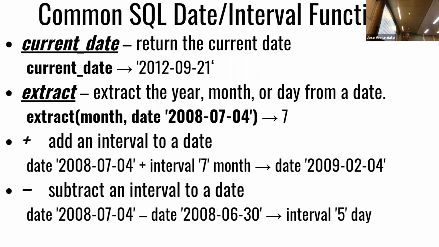And there's also current date, which is a global variable that gives you the local timestamp. Extract allows you to break down a date into its parts. So you can extract the month, the day, the year, so you can use it in calculations. You can add intervals or subtract 2 dates to give you an interval.